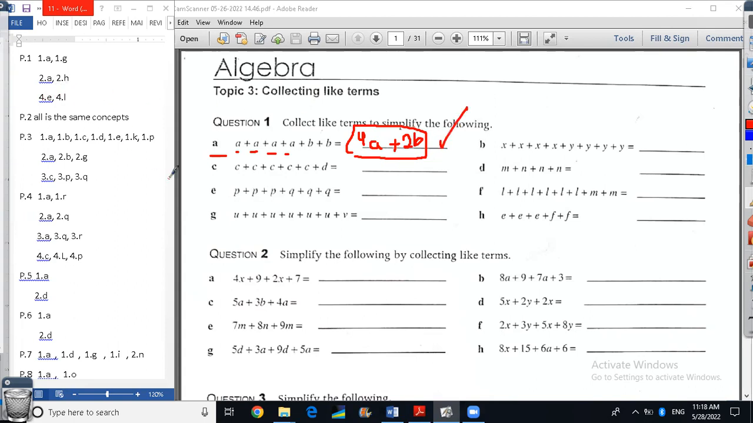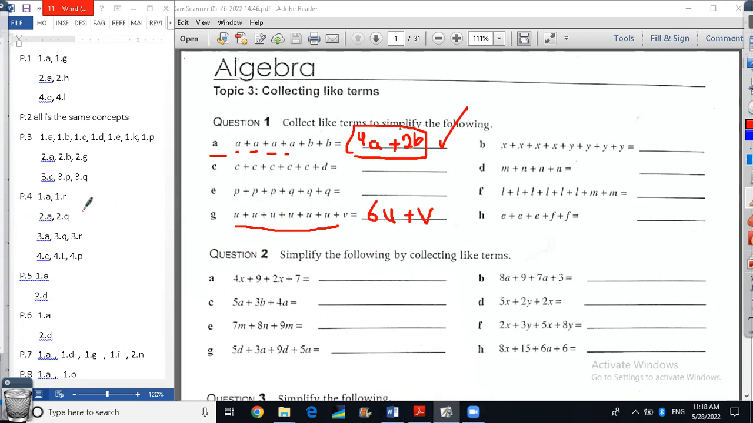All right. Question 1G here is just the same thing exactly. We have here 1, 2, 3, 4, 5, 6 U's. So it's just 6U plus V. There are no other V's, mister. So what are we going to do? Just keep it the same here, plus V.